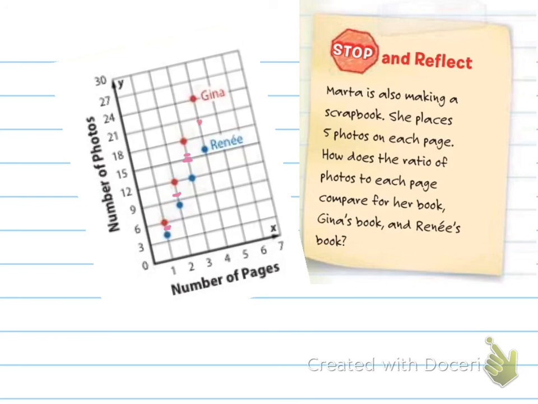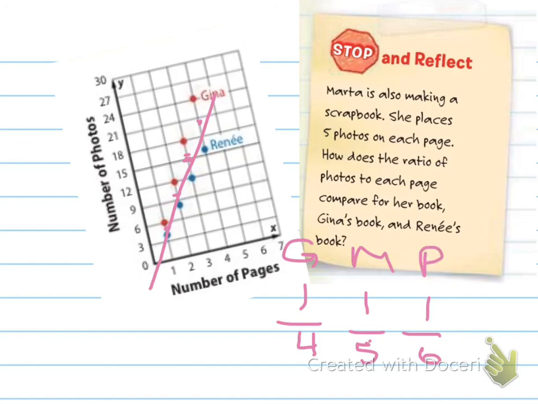And so you notice that she's kind of in the middle between Gina and Renee, and Renee's is still the least amount of steepness, and Gina's is the highest level of steepness, because we're comparing our ratios of 1 to 4, 1 to 5, and 1 to 6. This is Gina, this is our new friend Marta, and this is Renee.